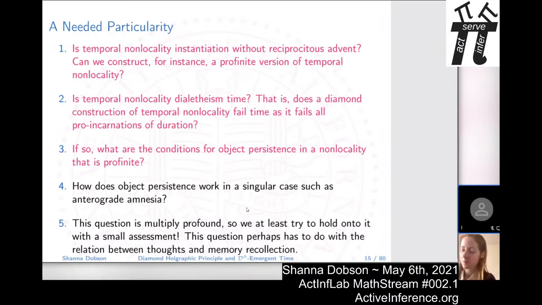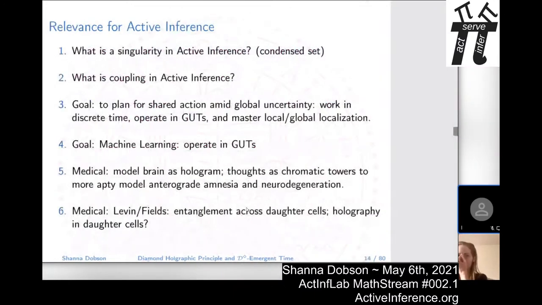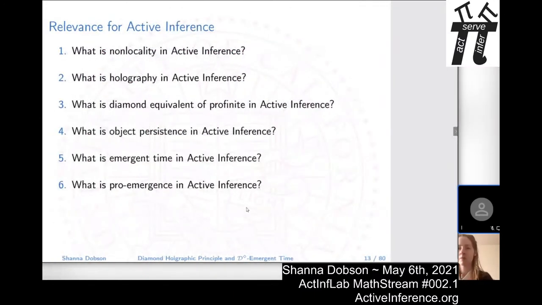First, you mentioned dynamic persistence and multi-scale persistence. That reminded me of the ship of Theseus: if you replace all the planks of the ship, is it the same ship? It's a philosophy-styled question, and then we're approaching it in a formal way. And then it comes very close to active inference when you had the slide on a needed particularity.